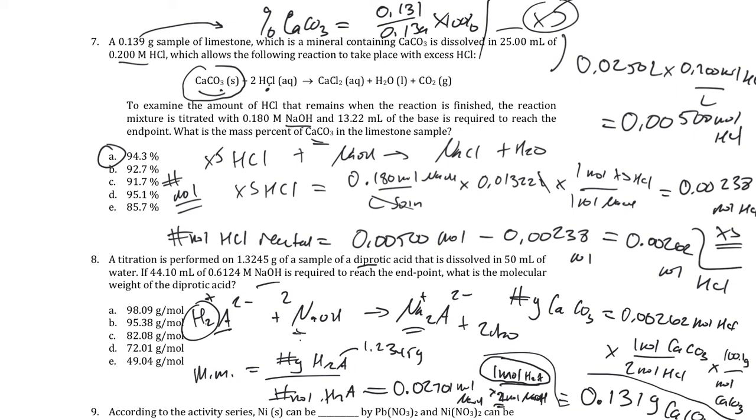Not getting a right answer, so I'm just going back through seeing if I miscalculated something. Oh, I wrote this problem. It's 1.3245, not 1.2345. 1.3245 divided by that value is 98.1, 98.09 grams per mole.